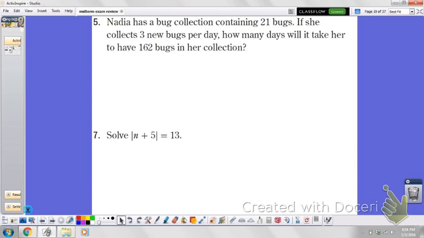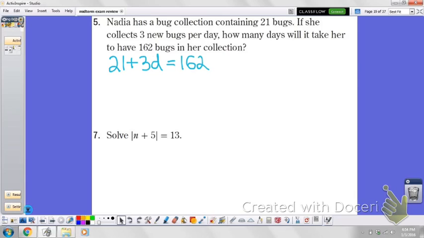Alright, our next problem says that Nadia has a bug collection containing 21 bugs. If she collects 3 new bugs per day, how many days will it take her to have 162 bugs in her collection? Let's go ahead and write an equation to solve this problem. Well, she has 21 right now, and she's going to collect 3 bugs per day. So that will be 3 bugs times the number of days, so D, she's collected them. And we want to know how long it's going to take her to get to 162. So equals 162.